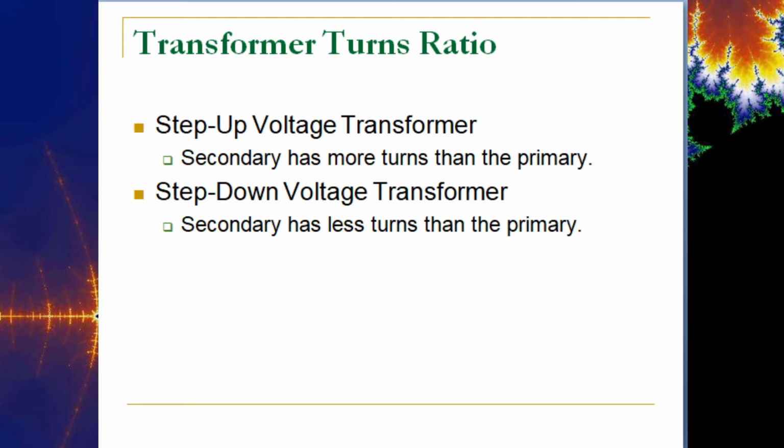So just to reiterate, transformer turns ratio: if the secondary has more turns than the primary, that's a step up. If there are fewer turns on the secondary, that's a step down. If they have the same number of turns, we call that a unity transformer. And that's, again, one of those situations where you may just want some electrical isolation. You don't have a physical connection from the primary side to the secondary side. So if you have a short or something on the primary, you should be okay on the secondary.